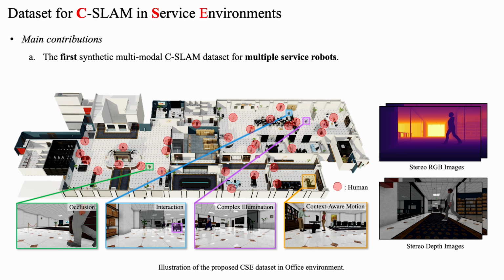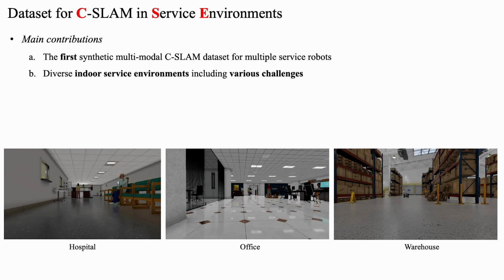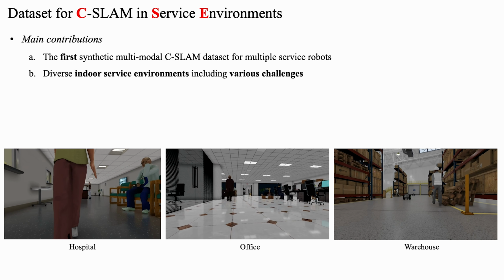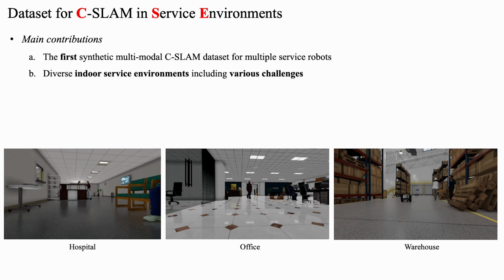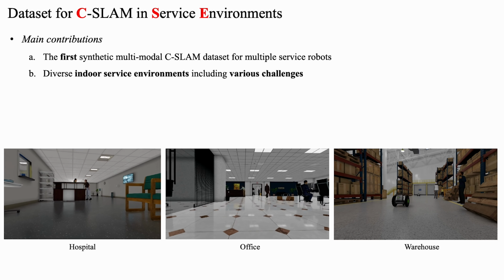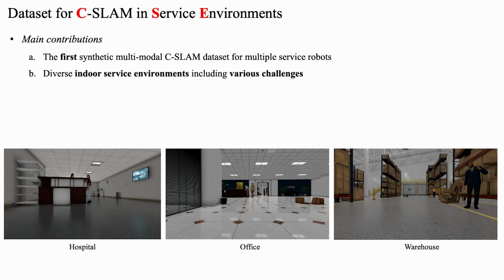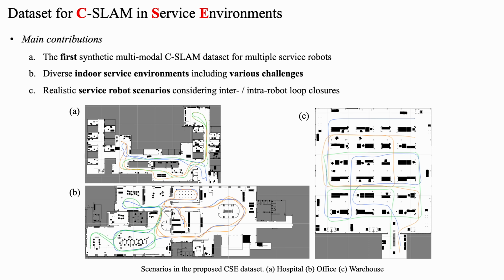First, as previously mentioned, we propose the first synthetic multimodal C-SLAM dataset for multi-service robots. Second, we construct datasets in a variety of indoor service environments with various challenging cases. As shown in the video, we include challenging cases such as homogeneous walls and floors, visual redundancies, and dynamic objects. Third, we configure more realistic scenarios of service robots by considering inter- and intra-robot loop closures for the appropriate evaluation of C-SLAM algorithms.